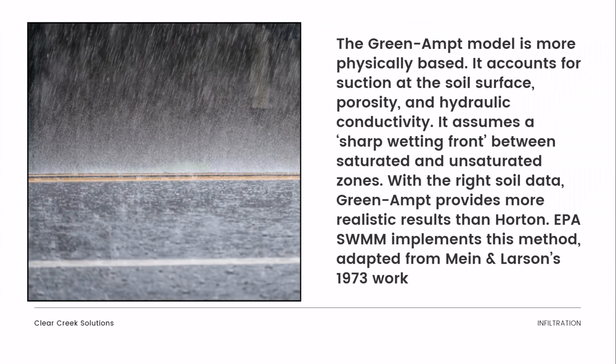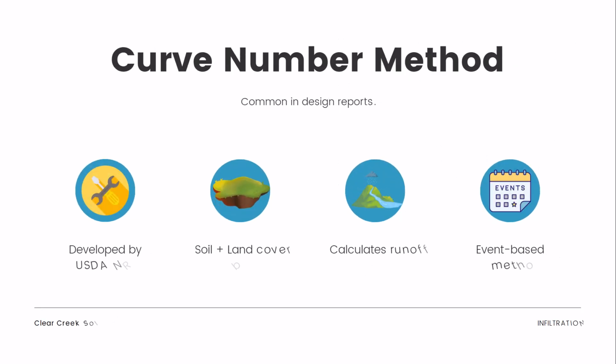The Green-Ampt model is more physically based. It accounts for suction at the soil surface, porosity, and hydraulic conductivity. It assumes a sharp wetting front between saturated and unsaturated zones. With the right soil data, Green-Ampt provides more realistic results than Horton, and EPA-SWMM implements this method, adapted from Mein and Larson's 1973 work. Then there's the curve number method, which is common in design reports.